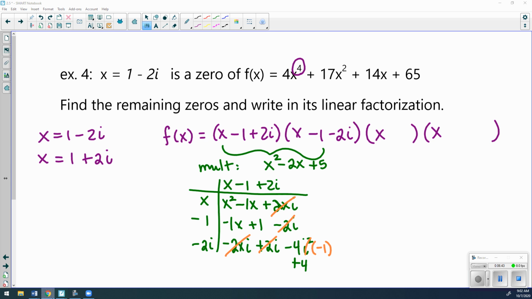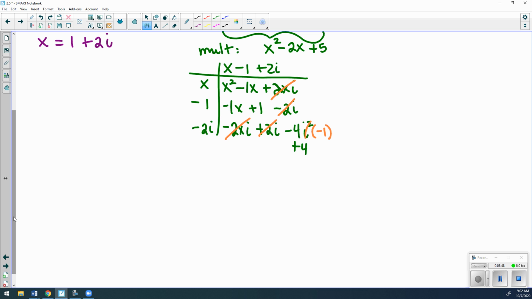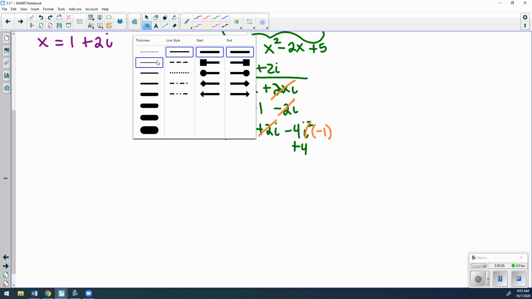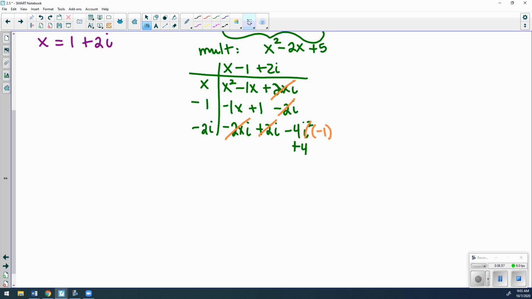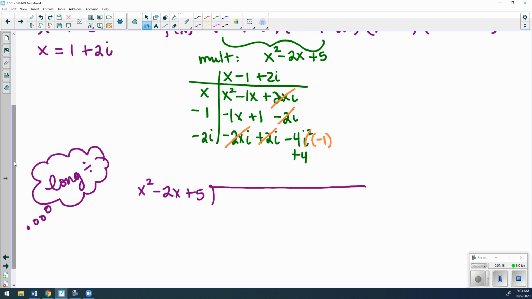So now that I've done that, let me tell you why I did that. I did it so that I could divide it into the original dividend, so x squared minus 2x plus 5. I'm doing long division now. I'm doing long division because this is quadratic, and synthetic division only works if you have linear factors.